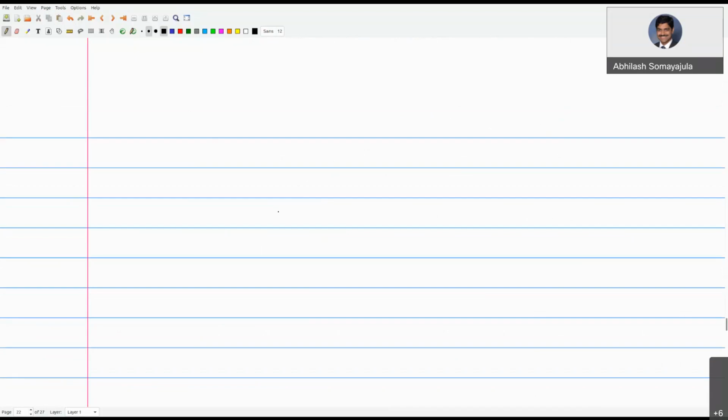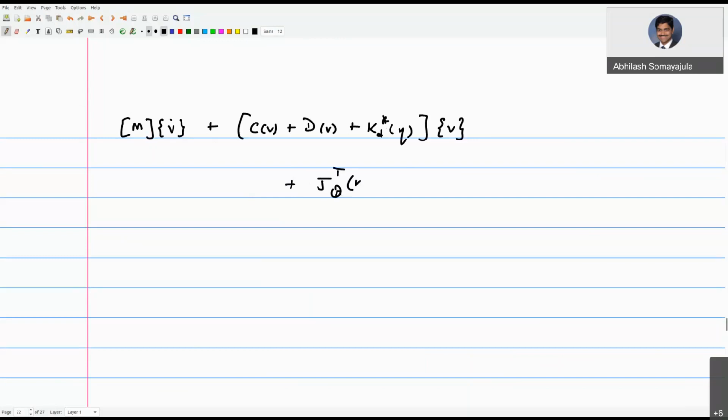Okay. So I have my original system, which is M times v dot plus C of v plus D of v plus KD star of v times v plus J theta transpose times Kp times eta tilde is equal to 0. This is my closed loop system dynamics.